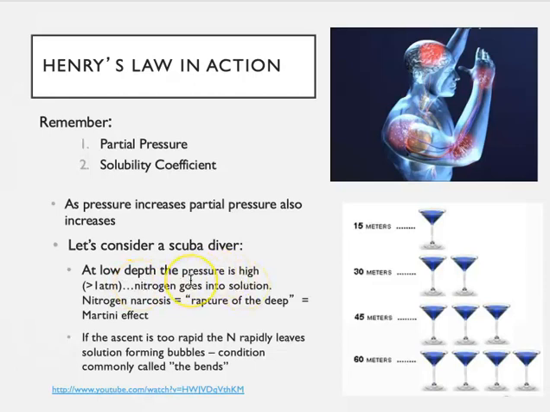Nitrogen is not normally in your plasma. So this can negatively affect the way your neurons function, causing what's called nitrogen narcosis, sometimes referred to as rapture of the deep, or even the Martini effect. That's because enough nitrogen goes into solution at 15 meters underwater that it's like you just had a martini. If you go down to 30 meters, it's the same effect on your neurons as drinking 2 martinis, and so on and so forth, as you can see here.